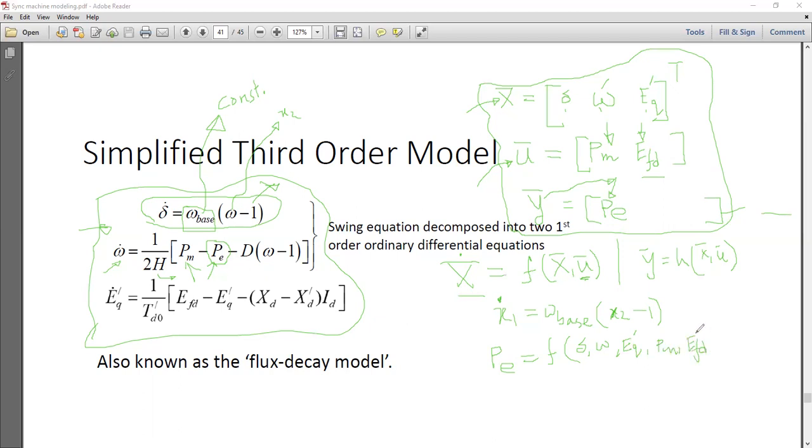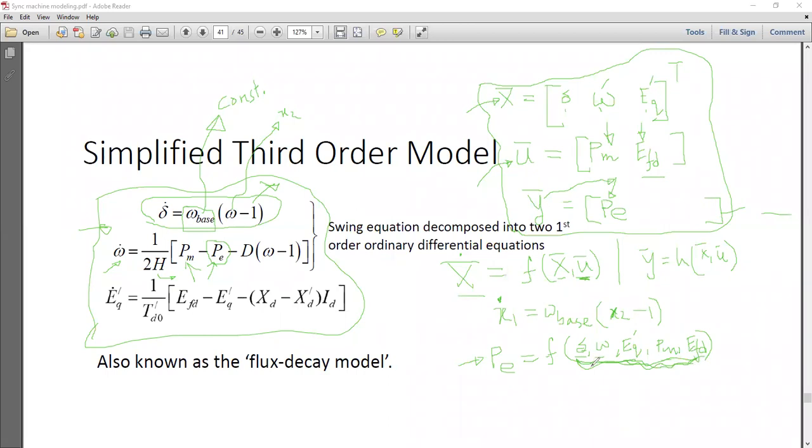Then we are done. Do you get this point? This last line that I said? If somehow we can express this PE as some function of X and U, this is our target, right? So what is inside X? Inside X, we have delta, we have omega, we have EQ prime. What is inside U? We have PM and we have EFD. So if somehow we can relate PE with any of these, then we are done, isn't it?